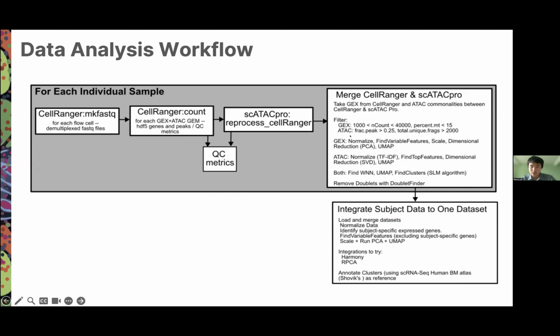Then gene expression and ATAC data were normalized separately using standard techniques and then visualized together using weighted nearest neighbors. And then all of the samples were integrated into one data set using Harmony and RPCA, although we decided on RPCA as our final integration technique. And then finally, we annotated the clusters using the single-cell RNA-seq bone marrow atlas from Hay et al.